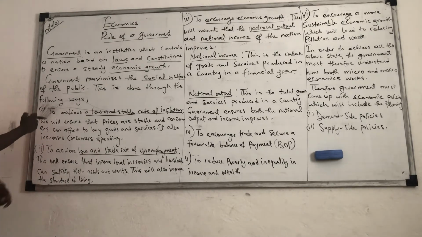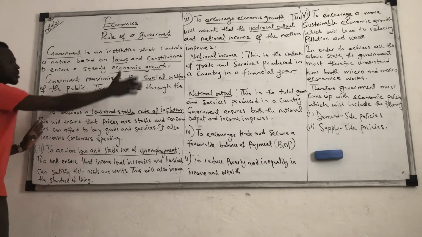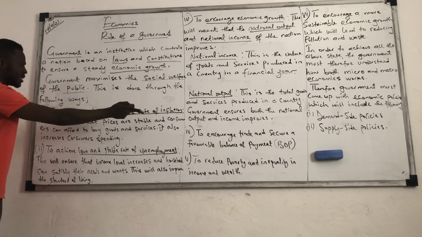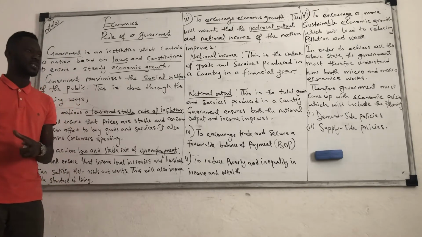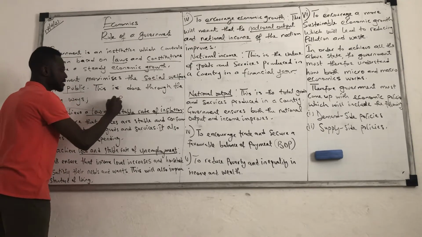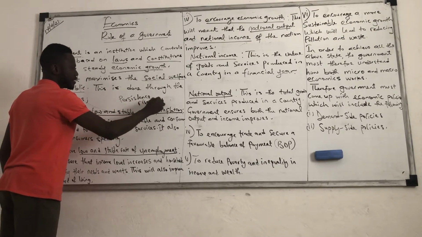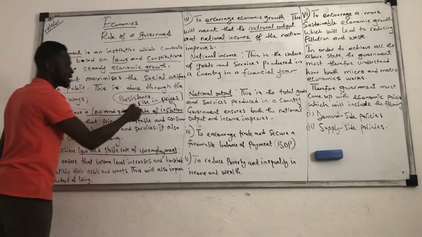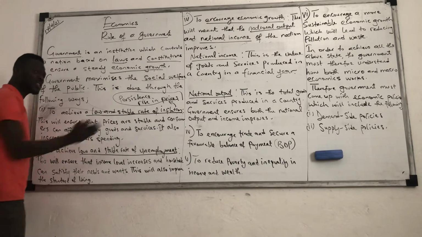Okay. So this is done through the following ways. So what are those things government will do? These are the goals of government. So the first one, to achieve a low and stable rate of inflation. What is inflation? Inflation is a persistent rise in the prices of goods and services. A persistent rise in prices. This is inflation. So when prices of goods and services continue to go up or go higher, that's what we call what? Inflation.